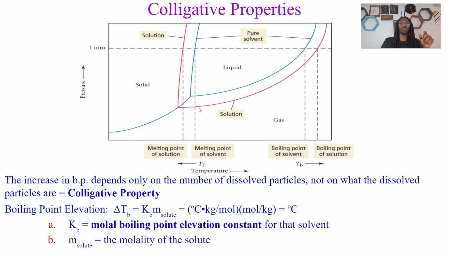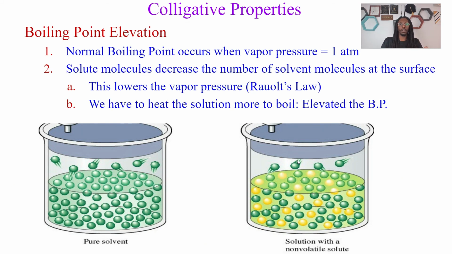With the solution, say I add particles, the solute, to the solution. What do we see here? This is the red, the solution. The boiling point has increased, and that's because of the elevated boiling point, the colligative properties. You add a lot of solute to it, as I mentioned before, and it's going to impact the boiling point.